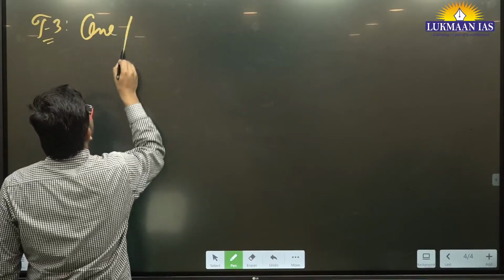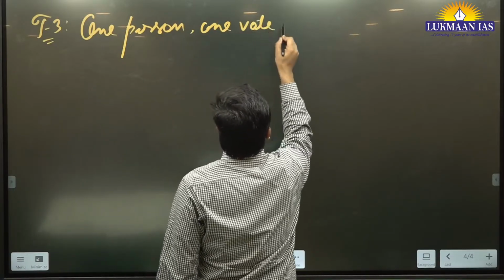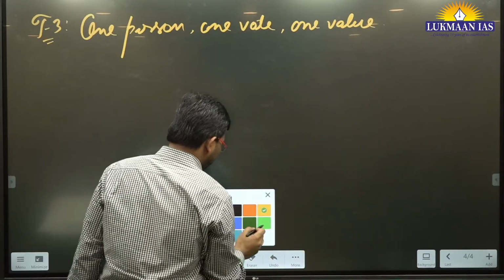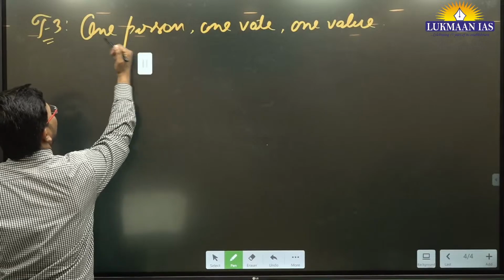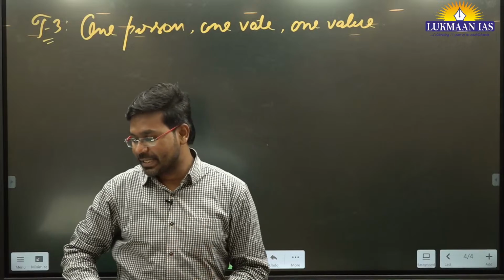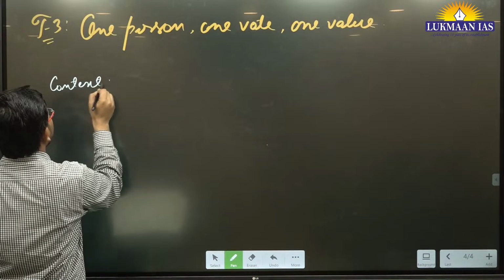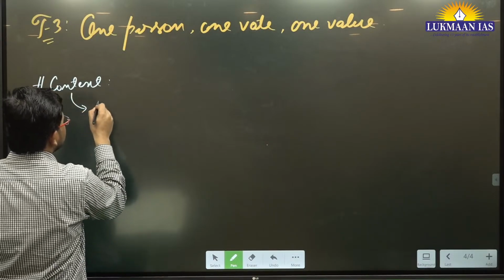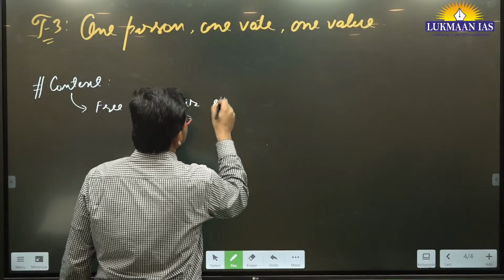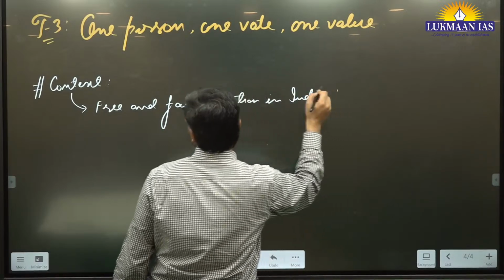The name of the article is 1 person, 1 vote, 1 value. This is one of the principles on which adult franchise in India is being exercised, right? What is the context of this article? The context is free and fair election in India. We want to have free and fair elections in India.